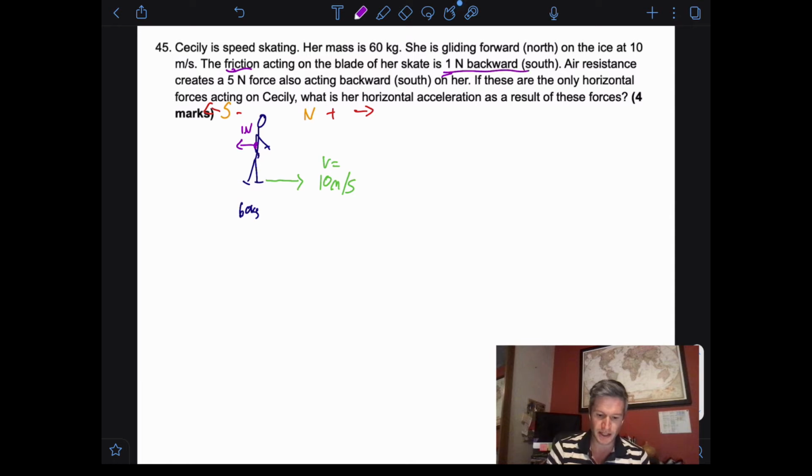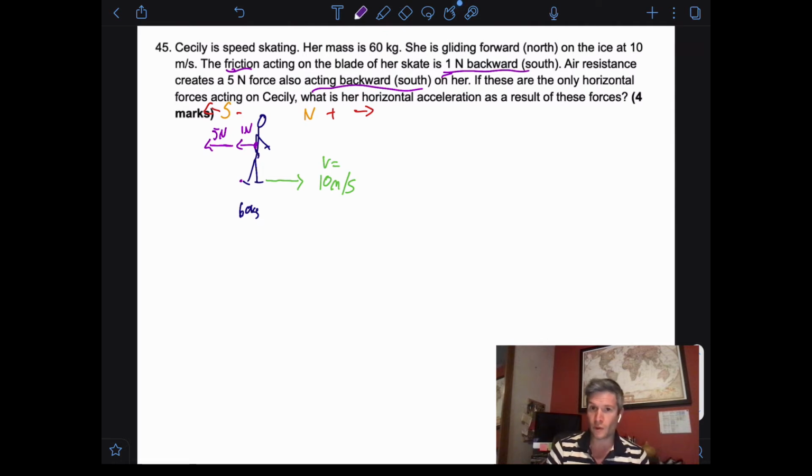Okay, so that's taken care of. Air resistance creates 5 Newtons of force, also acting backwards, or south. Again, normally we'd be drawing this from wherever the force is being applied. It's uniformly air resistance being applied across the body. If we were to draw the friction correctly, it would have been from the skate, because that's where the friction's occurring. Well, that's okay. I wanted to do this to try to illustrate a point. So we have 5 Newtons also acting backwards now. Great.